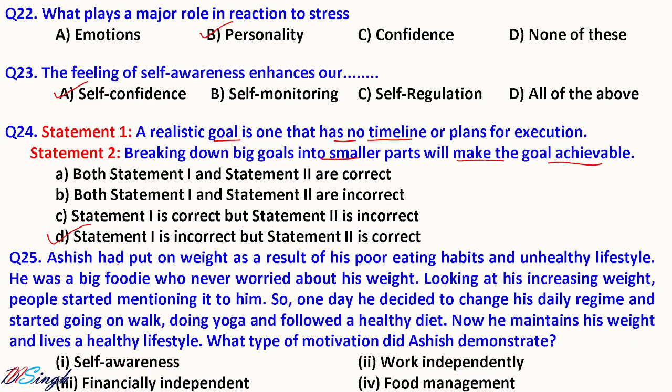Let us go for the 25th question. Ashish had put on weight as a result of his poor eating habits and unhealthy lifestyle. He was a big foodie who never worried about his weight. Looking at his increasing weight, people started mentioning it to him, so one day he decided to change his daily regime and started going on walks, doing yoga, and following a healthy diet. Now he maintains his weight and lives a healthy lifestyle. What type of motivation did Ashish demonstrate? Self-awareness, work independently, financial management, or food management. The correct answer is what? Self-awareness he has demonstrated. After some time he understood that this is not the correct way to lead a life, because it is going to make him sick, and he changed the schedule so that it would help him reduce the weight and maintain good health.